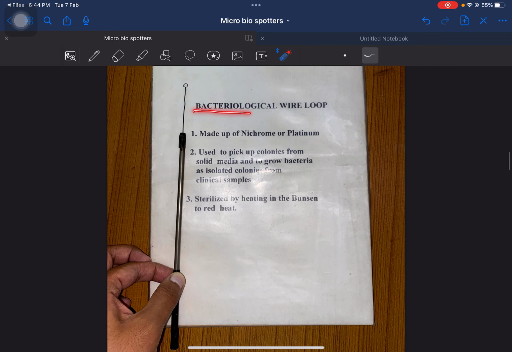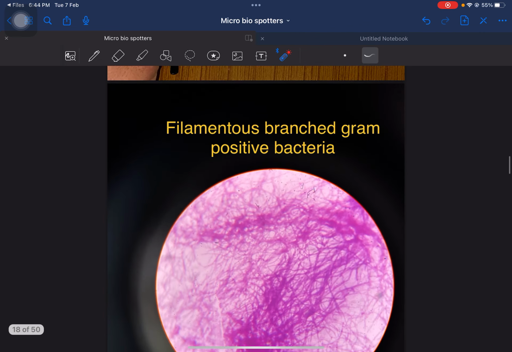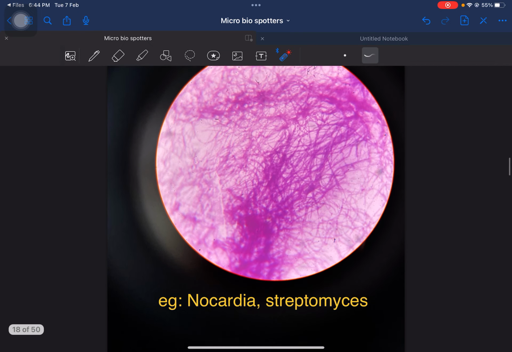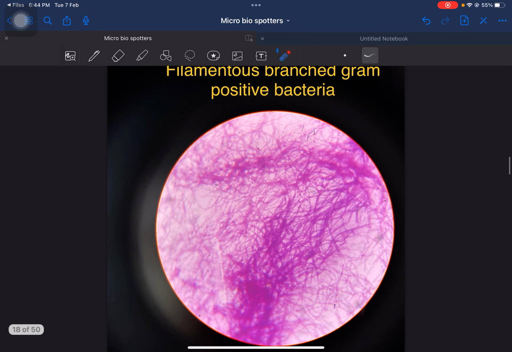And this is a bacteriological wire loop. It is sterilized by heating in the Bunsen burner to red heat. You have to identify this and the use. Okay. Yes, this is also important.